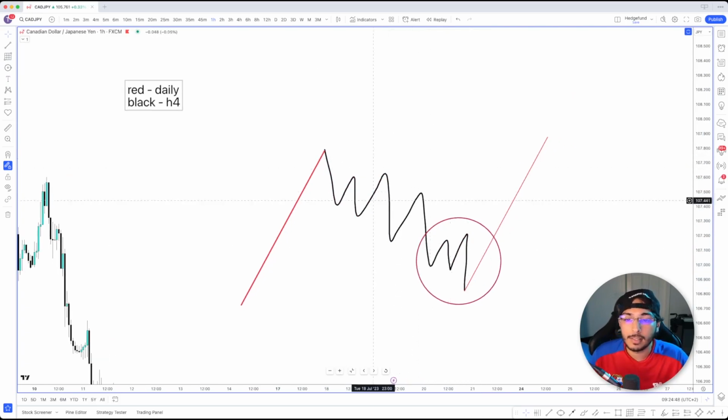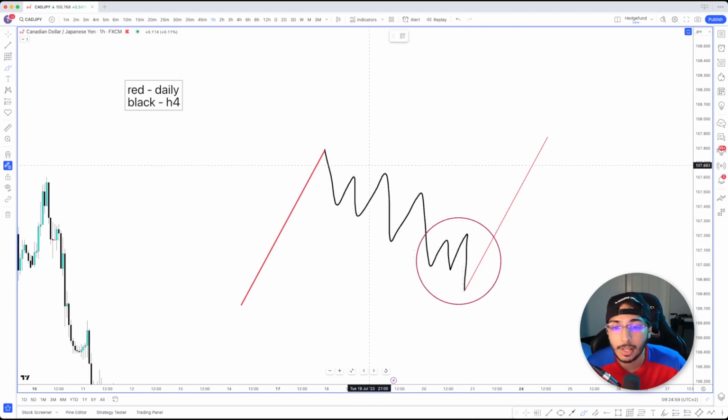What you got to understand is if the higher time frame is looking like this and this is the pro trend, a pullback needs to happen, and a pullback can be very complex, right? It can look like this. It can go very deep.